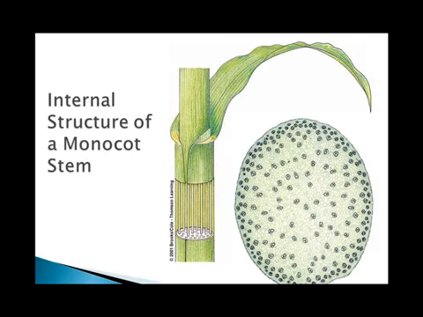In most monocots, though, the vascular bundles are scattered throughout the ground tissue. This scattering of the bundles in the ground tissue allows it to bend and sway without breaking. It's not brittle.